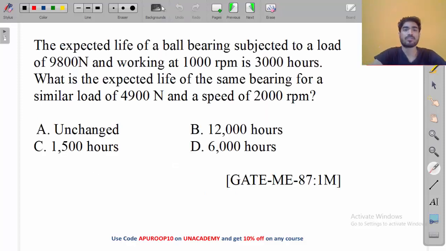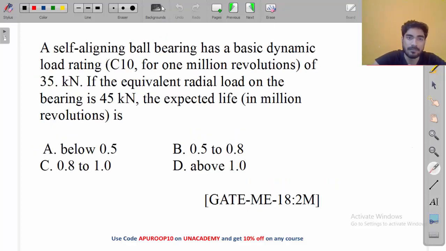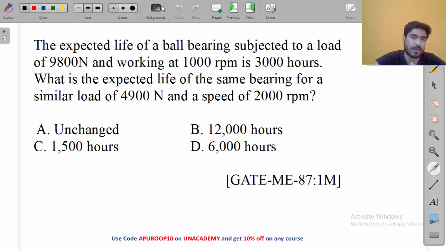These are the two numericals that I want you to solve. This one numerical and this one numerical. Take the screenshot later, my friend, or you will get the PDF.